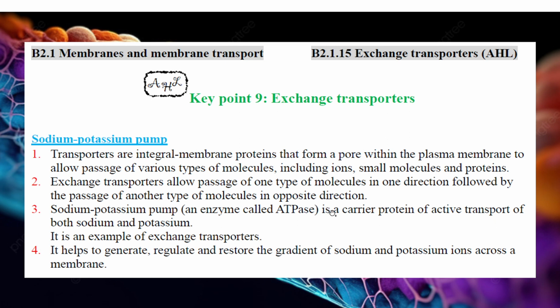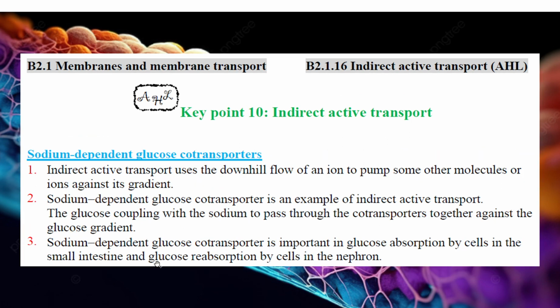The sodium potassium pump, because it is an enzyme, we call it ATPase. It carries out active transport of both sodium and potassium. It is an example of exchange transport. You will encounter it very soon. You have to generate, regulate, and restore the gradient of sodium and potassium ions across a membrane. In exchange transport, the specific ions are transferred by themselves.